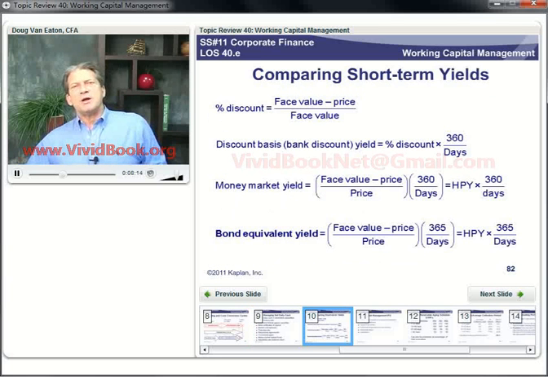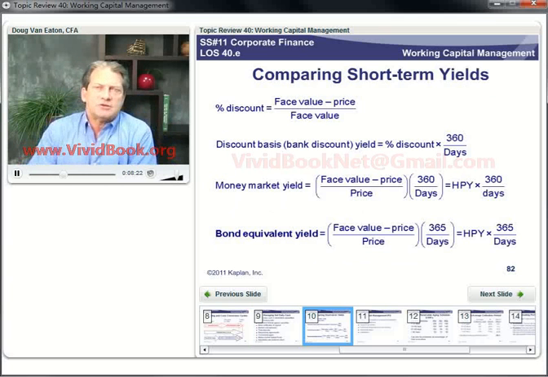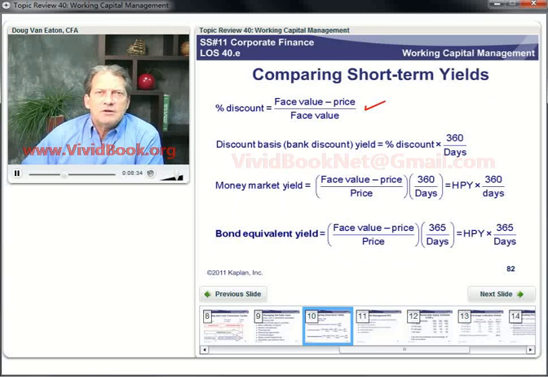Now, how do we compare the short-term yields on these various instruments? Because some of them, bankers' acceptances and treasury bills, are pure discount instruments. Others pay explicit interest. So how do we compare them? And how do we compare their yields? Well, we've got various kinds of short-term yields. This one you've seen before in quant. That's the percentage discount. And then the bank discount yield was that percentage discount from face value.